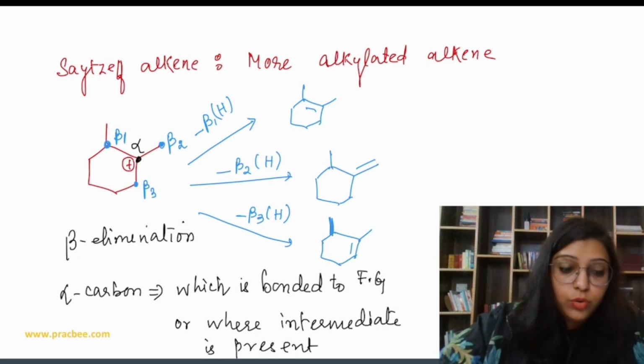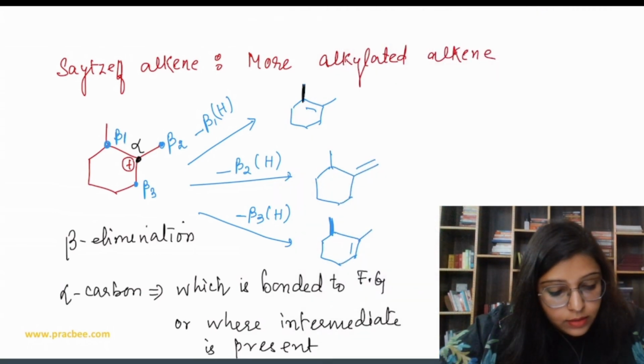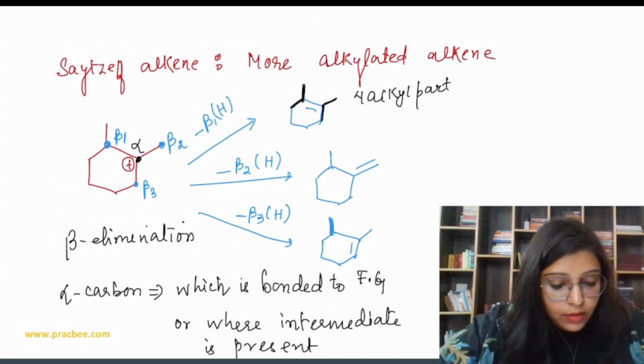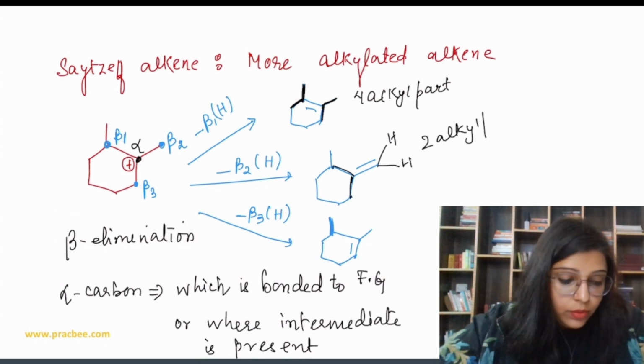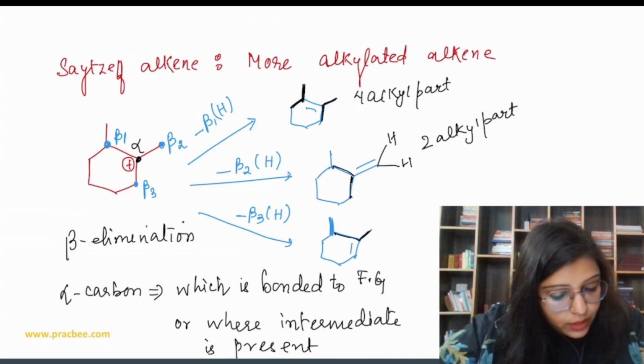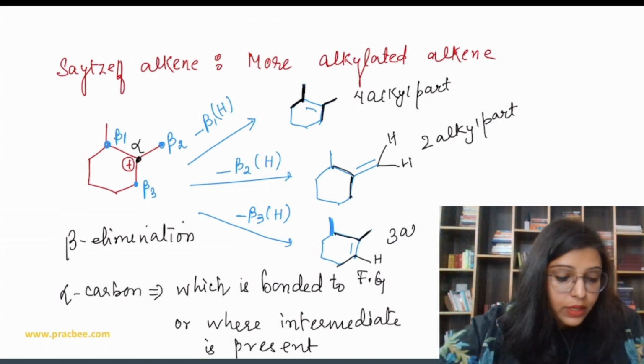Now we have to look for which one is more alkylated. So see here, this is carbon, this is carbon, this is carbon, this is carbon. So we can say 4 alkyl part. Here we have only two alkyl parts because the other two are hydrogen. Now let's check for the third one. We have one carbon, one carbon, one carbon, and that is hydrogen. So we have three alkyl parts.